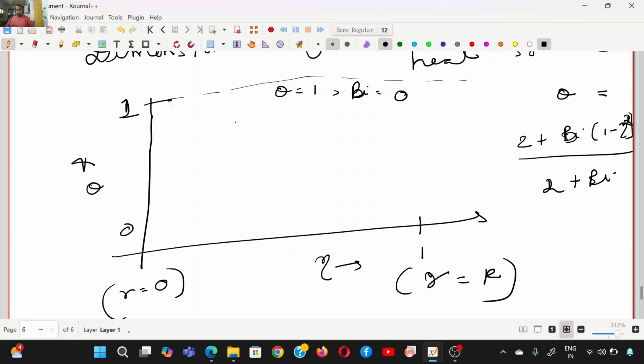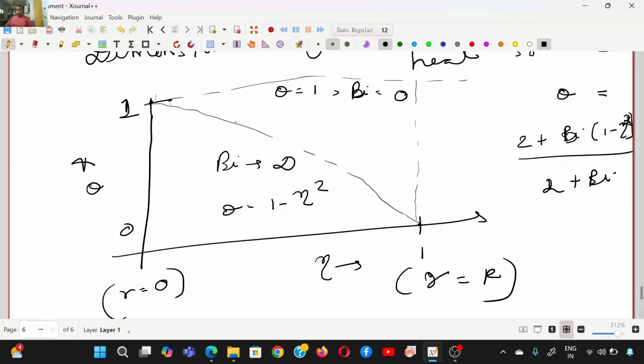When Biot is infinity, right, we can neglect the 2. So it's just Biot into (1 minus eta square) by Biot, or theta is equal to 1 minus eta square. Again, when eta is equal to 0, theta is equal to 1, and when eta is equal to 1, theta is equal to 0. So it will be like this. When Biot tends to infinity, theta is equal to 1 minus eta square.